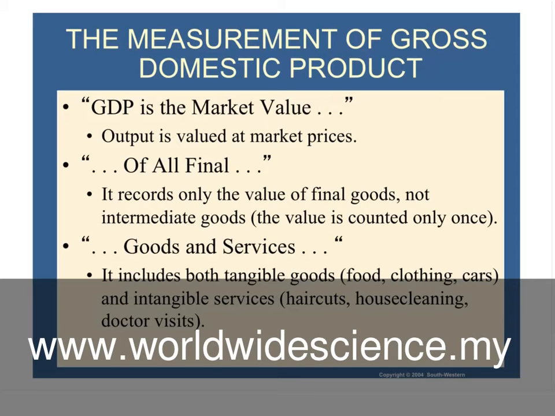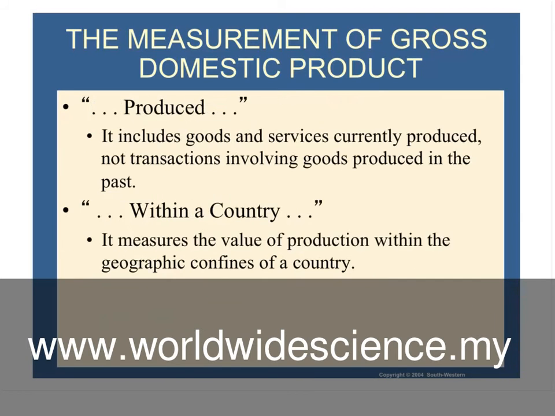And goods and services includes both tangible goods like food, clothing, and cars, and intangible services like haircuts, house cleaning, and doctor visits. So services also. And then produced: it includes goods and services currently produced, not transactions involving goods produced in the past. So in GDP we only deal with what is produced right now, not in the past. And then within a country: it measures the value of production within the geographic confines of a country. So only those productions in your country.